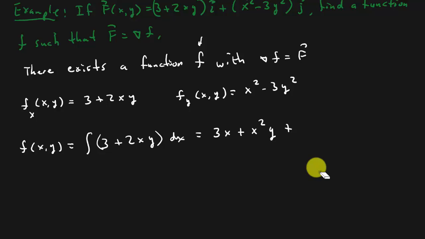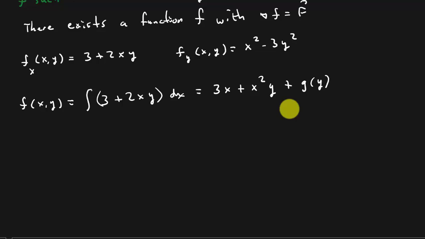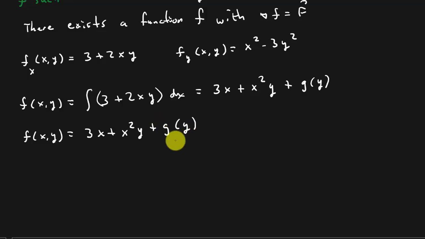So instead of saying plus c, we're going to say plus g of y. It could be just a number, or it could be some function in terms of y. So we write our constant as g of y. Now we have f of xy is equal to 3x plus x squared y plus g of y. Now we need to see if we can figure out what g of y is. If we take the partial of this with respect to y, we get x squared plus g prime of y, since y is our variable.